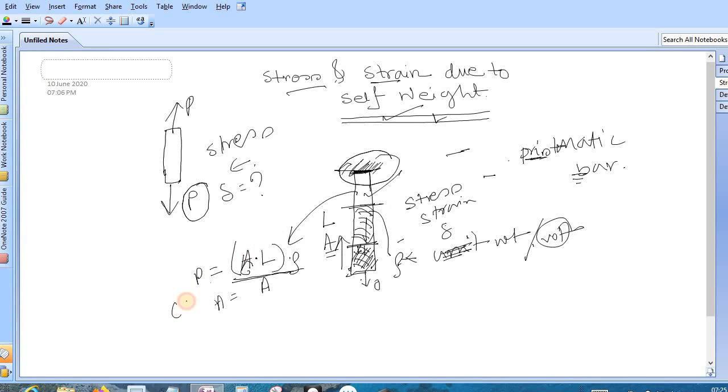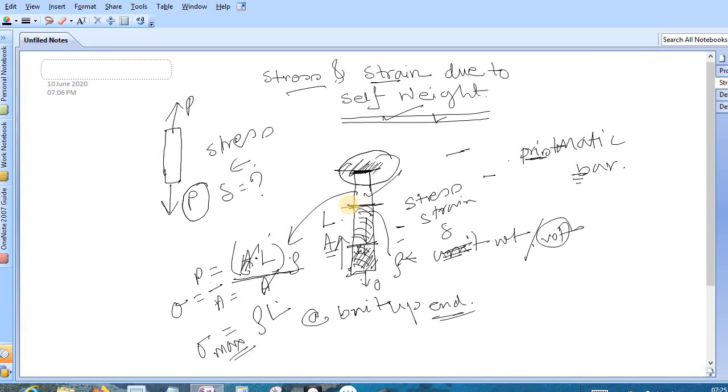Okay, so what is your stress? To calculate your stress you simply need P by A, and A is cancelled out here and you get rho into L. This is your maximum stress which is coming at your built up end. Okay, now if I ask you to calculate what should be the stress at any middle, simply you can calculate it.